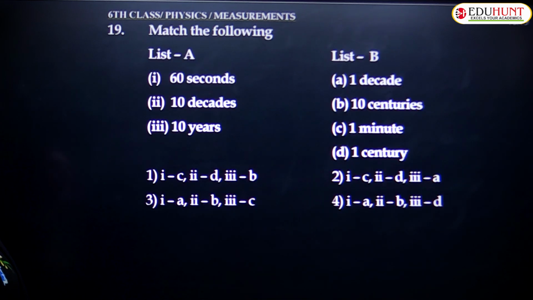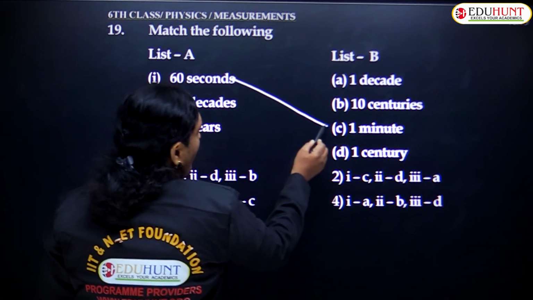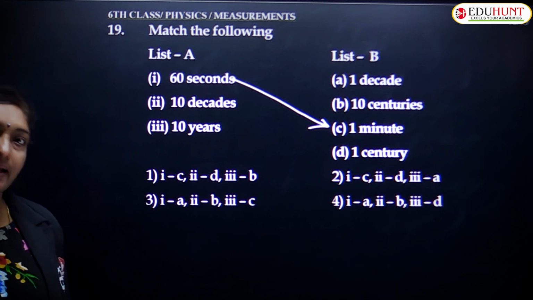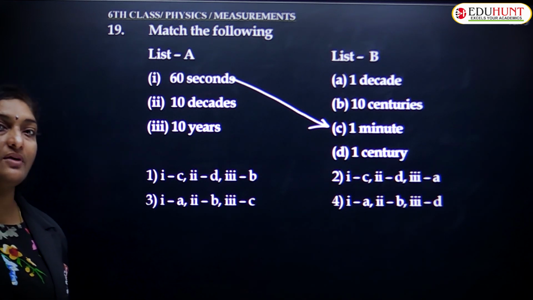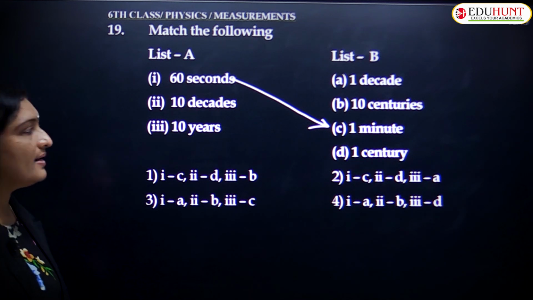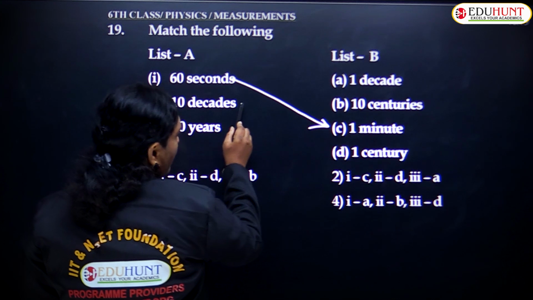Next, match the following. 60 seconds is 1 minute, isn't it? 1 minute has 60 seconds. So 60 seconds is 1 minute. 10 decades: each decade is 10 years, so 10 times 10 years is 100 years. The 100 years is also called a century. So 10 decades is 100 years.